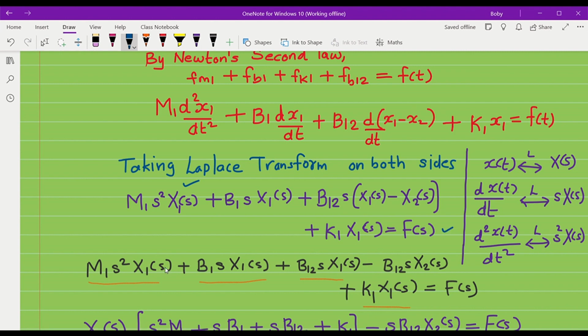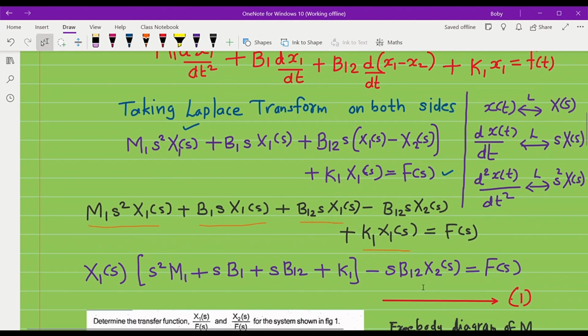You can see here, നമ്മൾ ഈ b12 s into x1 of s minus b12 s into x2 of s എന്നുള്ള രീതി അതിനെ നമ്മൾ എക്സ്പാൻഡ് ചെയ്യുന്നു. അപ്പോൾ അതിനുശേഷം ഇതിനകത്തുനിന്ന് x1 of s ന്റെ ടേംസ് എല്ലാം നമ്മൾ കോമൺ ആയിട്ട് എടുക്കുകയാണ്. x1 of s, you can see here is an x1 of s. So we are taking x1 of s outside, so that it becomes x1 of s പുറത്തേക്ക് പോയി കഴിഞ്ഞാൽ s square m1, sb1, sb12 and k1.